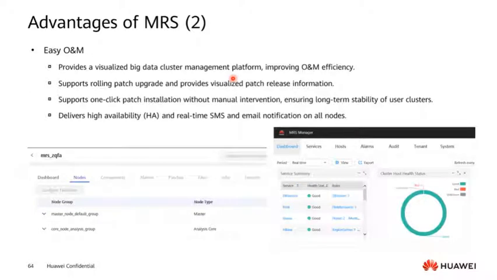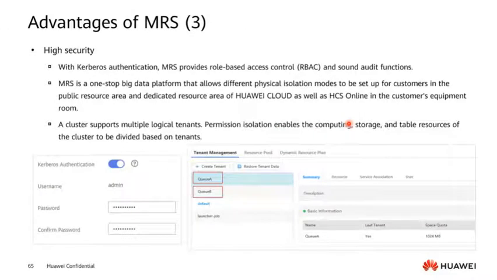Secondly, it is easy for optimization and maintenance. In MRS, we can use the visualized web page called MRS Manager to check the running status of the whole cluster. MRS also supports rolling patch upgrade and provides visualized batch release information, as well as one-click batch installation. It also delivers high availability mode, real-time SMS, and email notification on all nodes. Thirdly, it is very secure. We will introduce Kerberos later, and thanks to it, the whole cluster can be deployed in secure mode. And also, we can achieve physical isolation very easily in MRS.